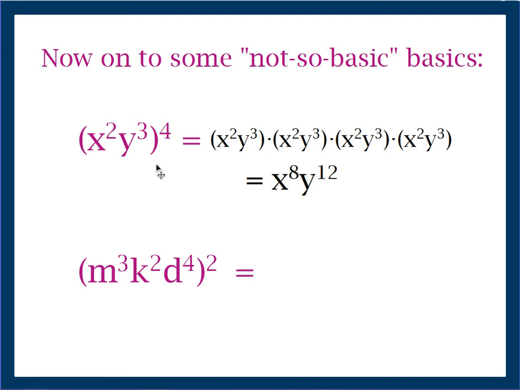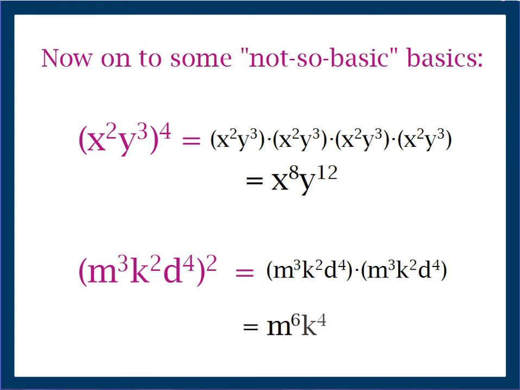In my second example, the exponent of 2 on the outside means that I have 2 sets of parentheses being multiplied together. So I'm going to end up with 6 m's, 4 k's, and 8 d's. So m to the 6th, k to the 4th, d to the 8th, and we're simplified. Again, if I have an exponent outside the parentheses, I can kind of distribute and multiply that to every exponent inside the parentheses.